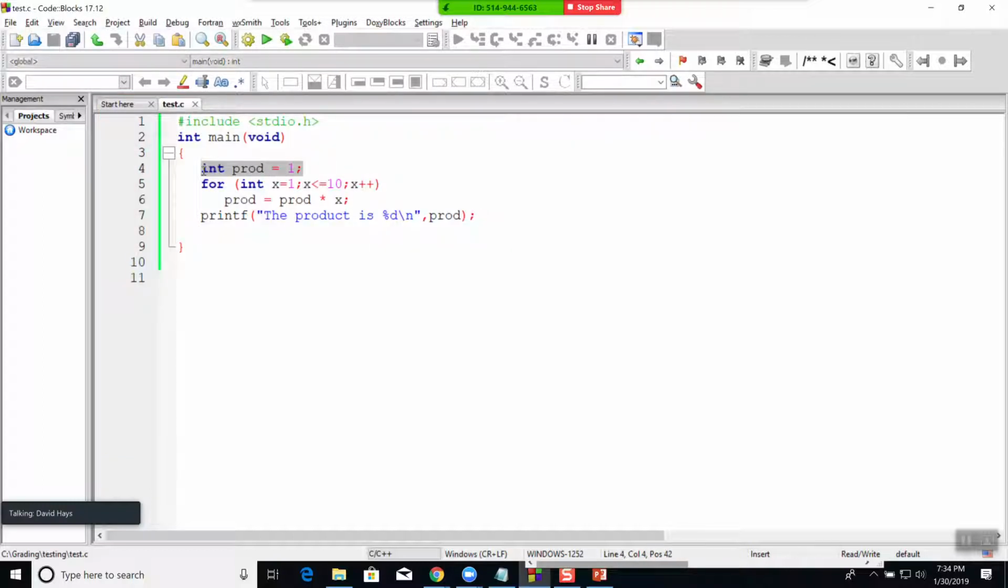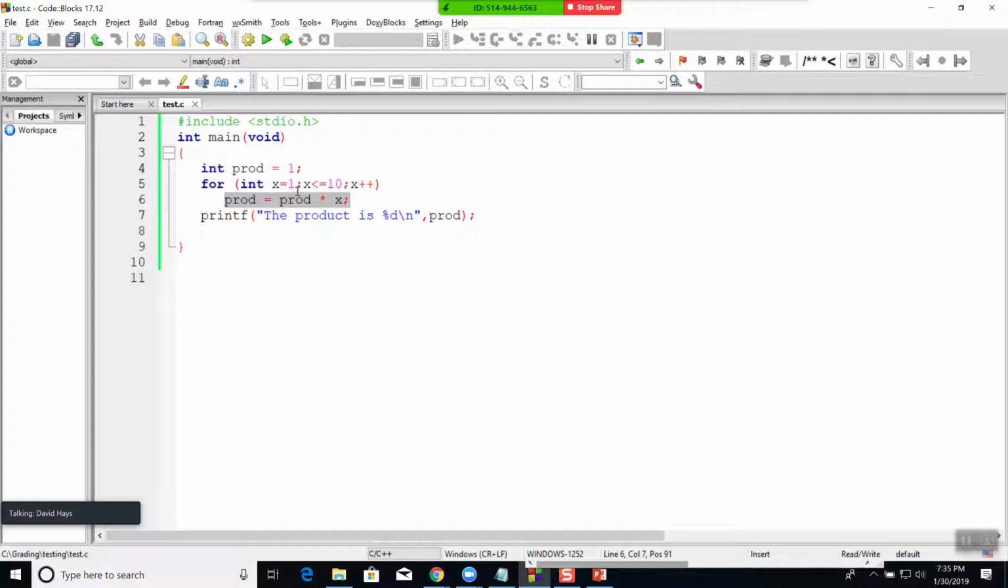Okay, I set product equal to 1. Then I come down here. It sets x equal to 1 initially. It's checking this right here, it's saying, hey, is x still less than or equal to 10? And it is, x is equal to 1. So it comes down here and runs this line of code. I don't have curly braces around it because I only have 1 line of code.